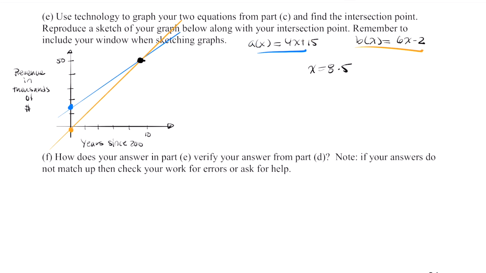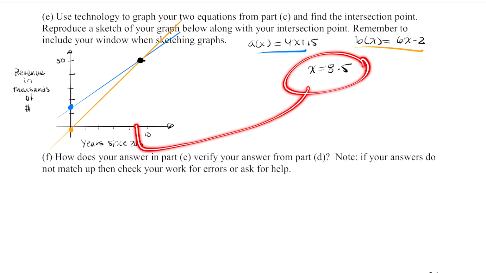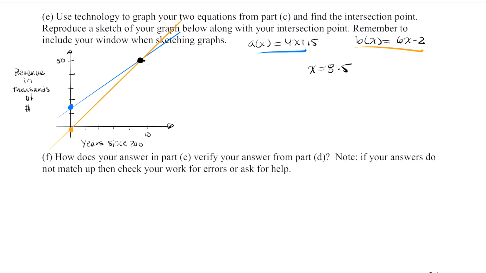Now for part F, how does our answer in part E verify our answer from part D? If our answers did not match up, we'd have to check our work for errors and try again. So since our answer matches up and they do intersect at about 8.5, 49, then we know our work is correct. And this is a great trick, since when you're sketching your graph, sometimes the axis can be tricky to read. Labeling intersection points is a fantastic habit to get into.